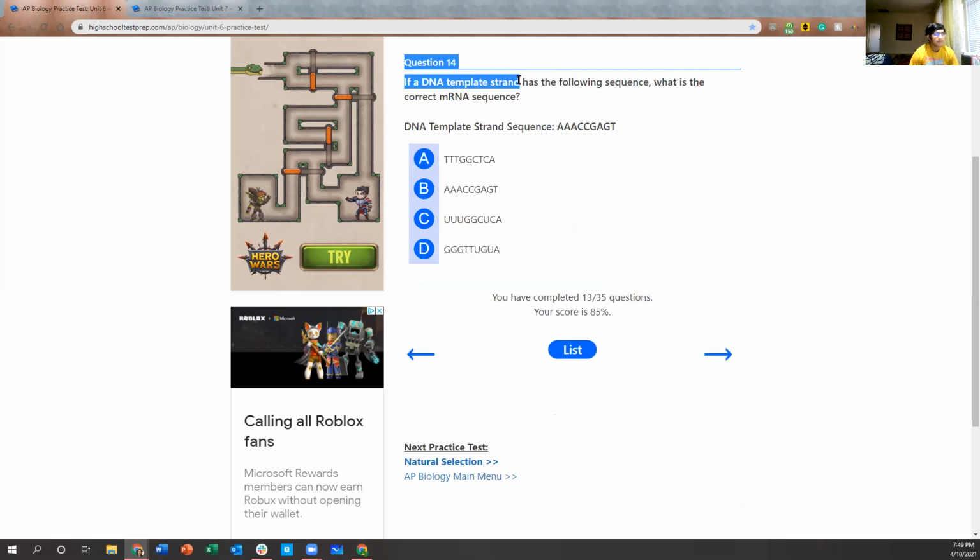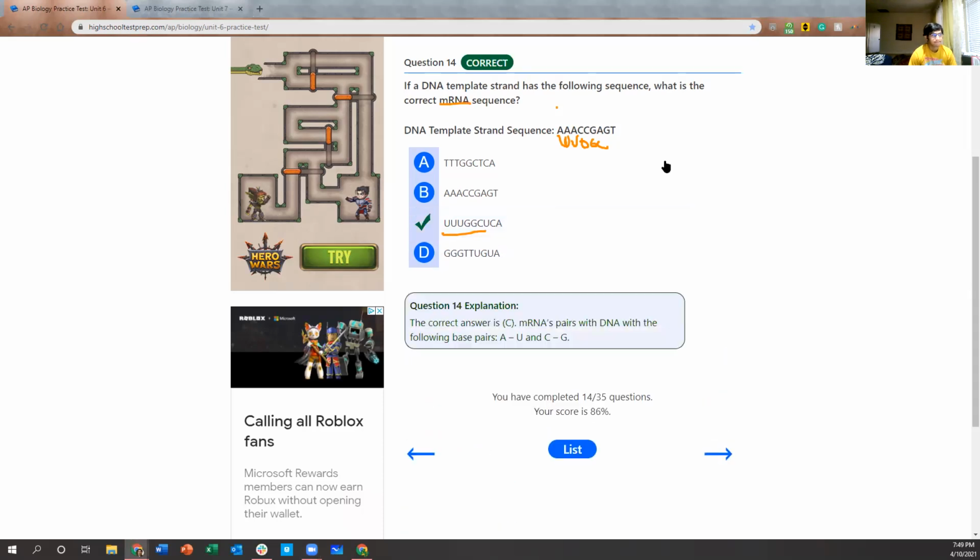If a DNA template strand has the following sequence, what is the correct mRNA sequence? So if I have AAA, remember mRNA will have U's, and A's will pair with U. So we have U, G, C, and the only answer choice that matches that is this one. So I'm going to go with C. But just for practice, that's U, G, C, U, C, A. That would be it. Okay.